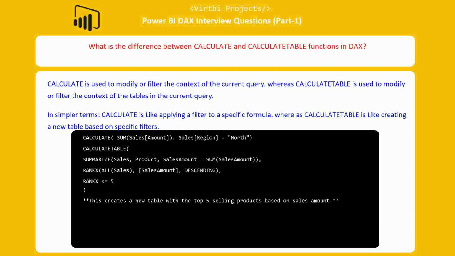In this example, calculate is used to calculate the sum of sales amount only for the North region. The context for the filter is modified within the calculate function.